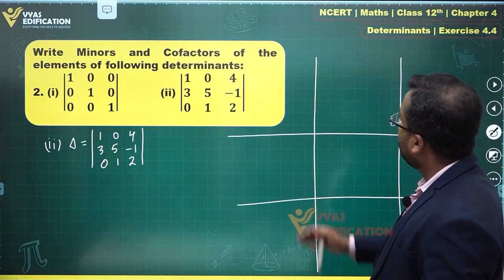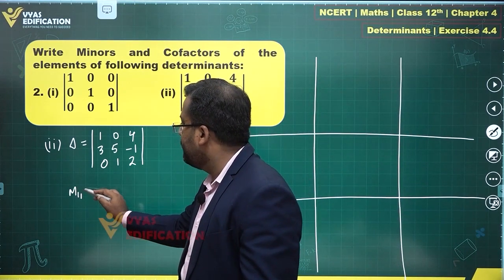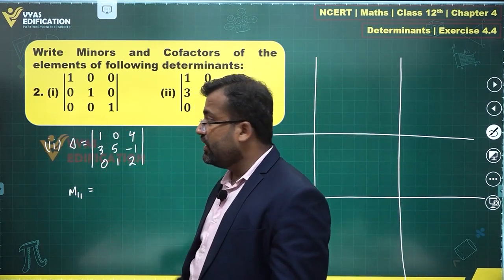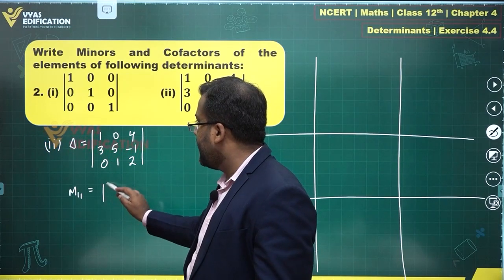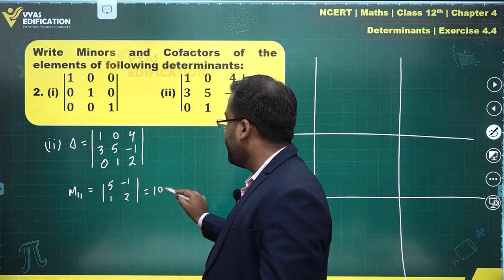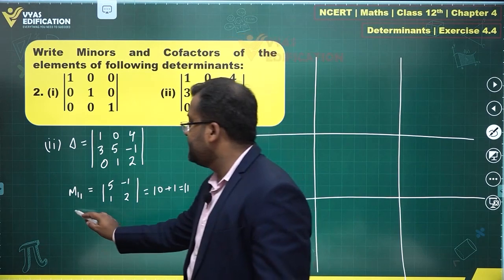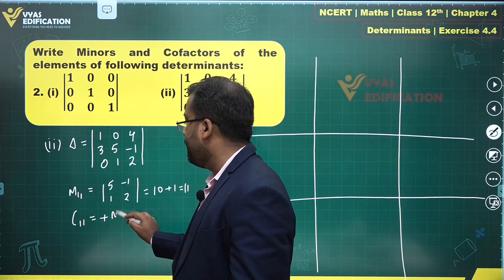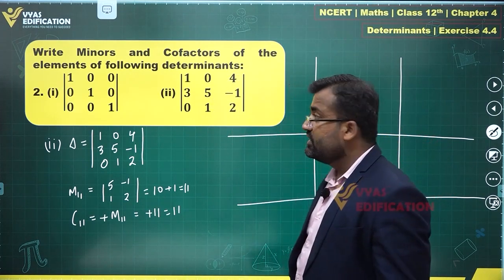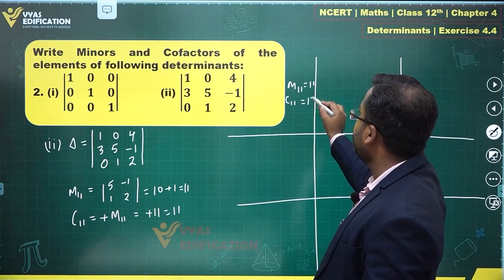What about this M11? There's no space for that. Let's find M11 over here. M11 will be, eliminate the first row and the first column. For this element, what you'll have is 5, 1, minus 1, 2. This is what you'll have. 10 minus, or minus plus 1, is what I'll have. This is equal to 11. And C11 will be equal to plus M11, which is plus 11, which is 11 only. So yes, we have found M11 as 11, C11 as 11.